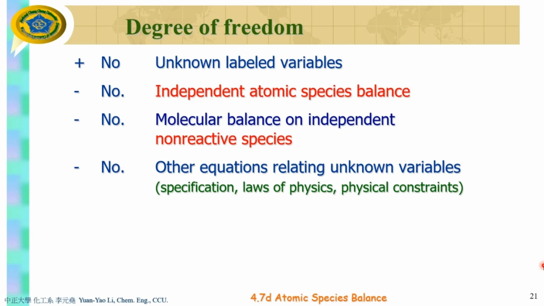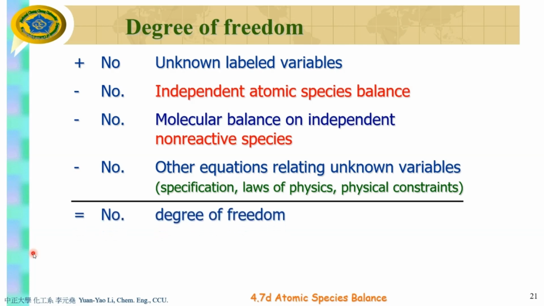So there are 4 terms: 1 plus, 3 minus. One is atomic species balance, one is molecular balance on independent non-reactive species, and this is the same as the atomic species balance, right? So if you do this calculation and the answer is 0, then you think, wow, good, I can solve the problem. I can get the unknowns.